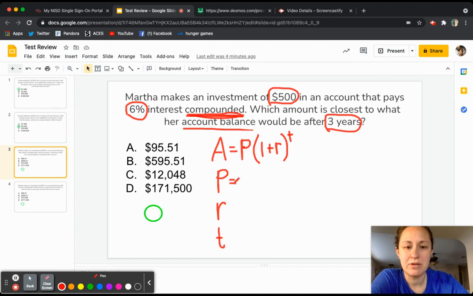Okay, so we're going to start off. What was our principal? How much money did we start off with? How much money did she put into the account to begin? Well, she put $500 into her account. So our principal was $500.